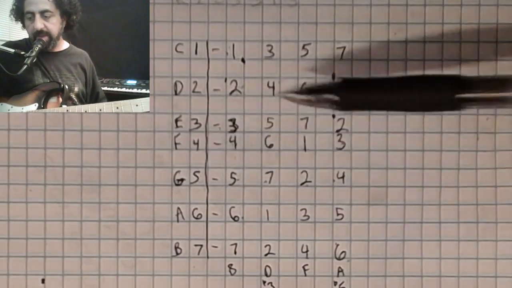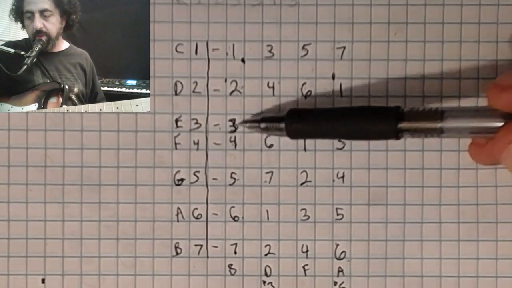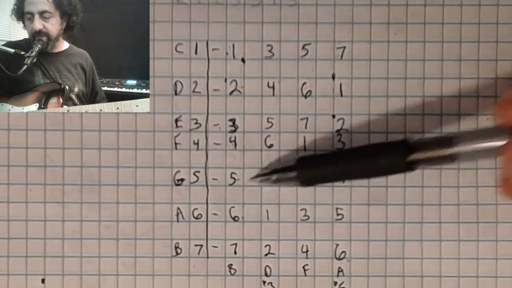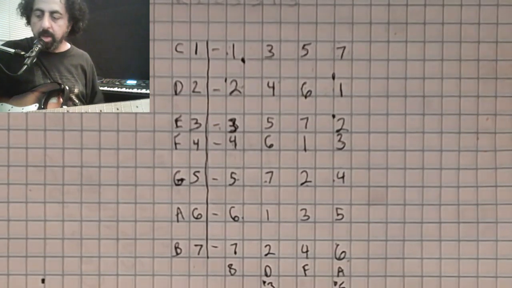So let's take a look at the F. This should be an E. What do you know? It's a 3. The E is a 3. 2, 2, 1, 1. See how that? 6, 6, 5, 5, 4, 4, 3, 3, 2, 2, 1, 1. I thought that was neat.